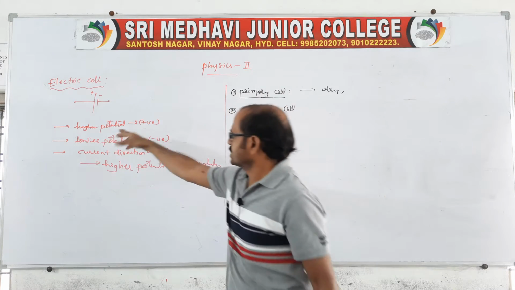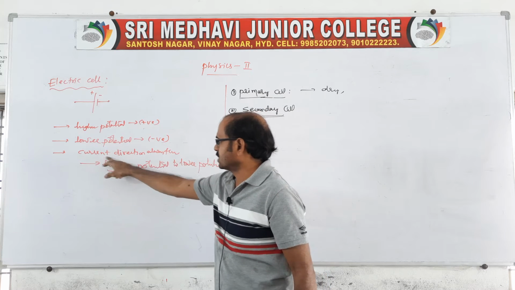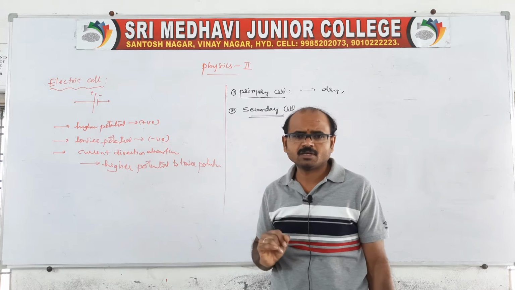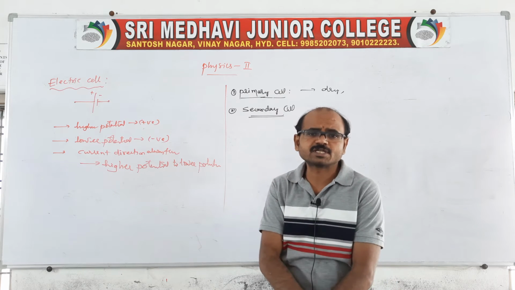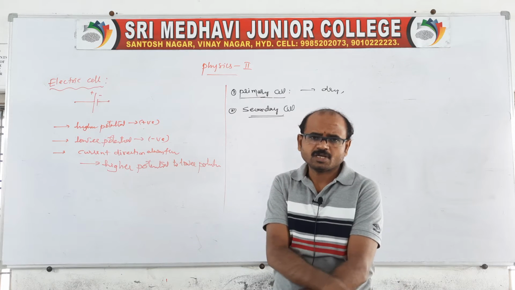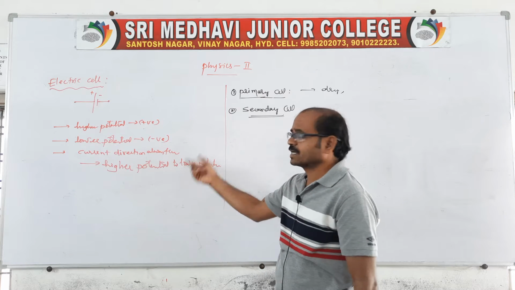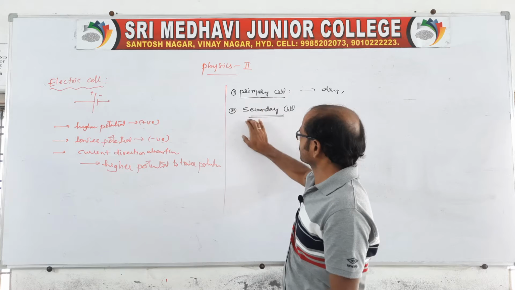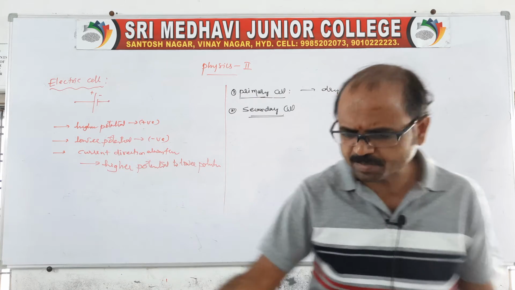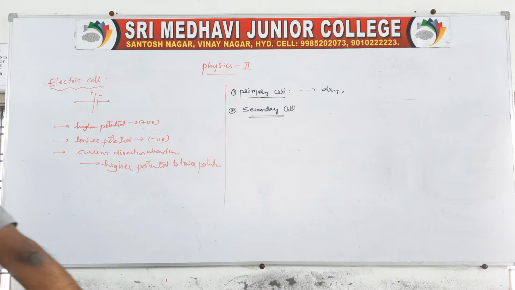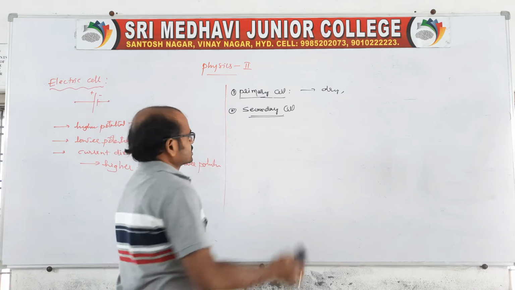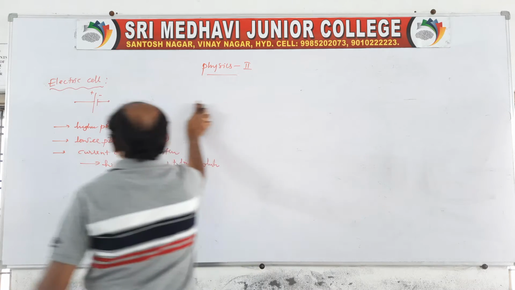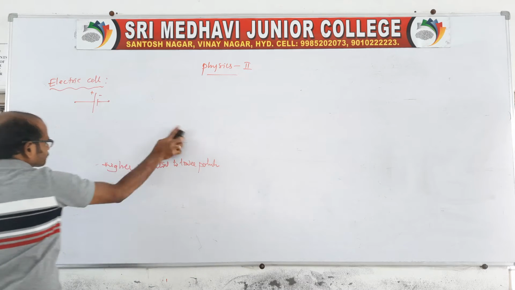So one terminal is higher and one terminal is lower, and the current direction is always from higher potential to lower potential, that is, opposite to the direction of the negative charges. There are two types of cells: primary and secondary. Primary cells cannot be recharged after use, and secondary cells can be recharged after use. So this is about electrical cells.